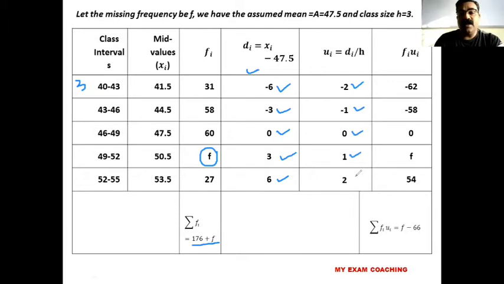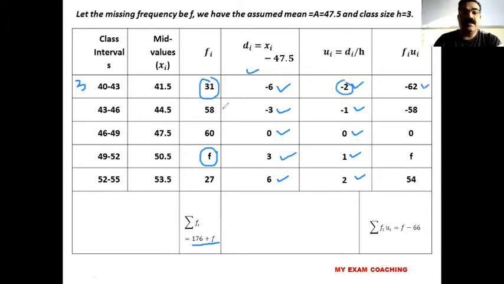And 6 divided by 3, we got 2. Now the next column is fiui. All these values we have to multiply with the fi. So this 31 multiplied by minus 2. So 31 into minus 2, we got minus 62.